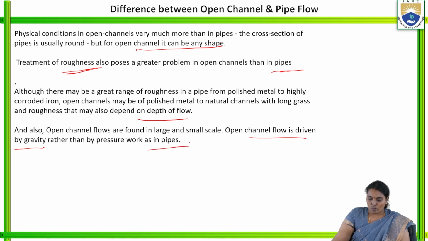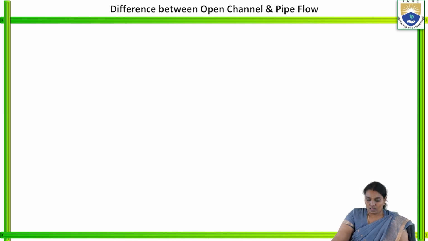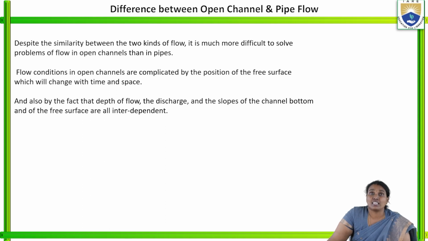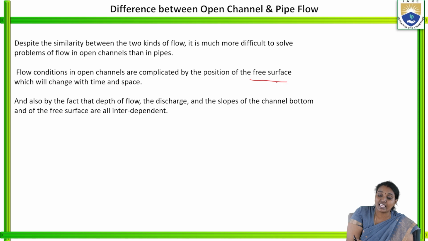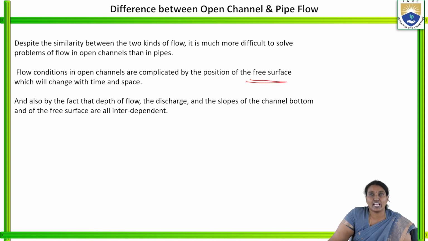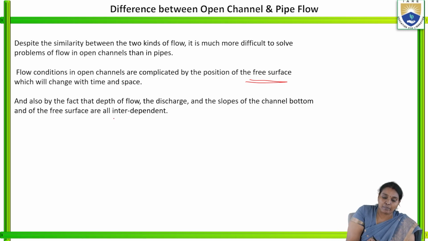In pipes, it requires pressure. Despite the similarity between the two kinds of flow, it is much more difficult to solve problems of flow in open channels than pipes because the conditions are more complicated. Flow conditions in open channels are complicated by the position of the free surface, which will change with time and space, and also by the fact that the depth of the flow, the discharge and slopes of the channel bottom and of the free surface are all interdependent.